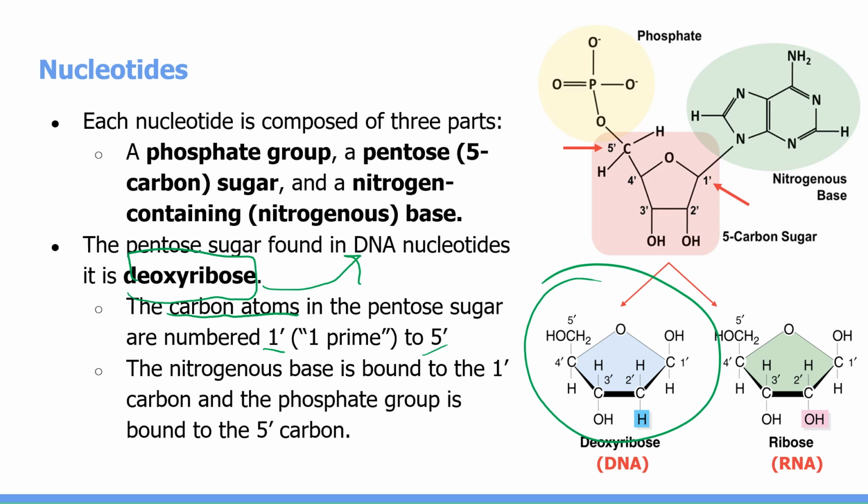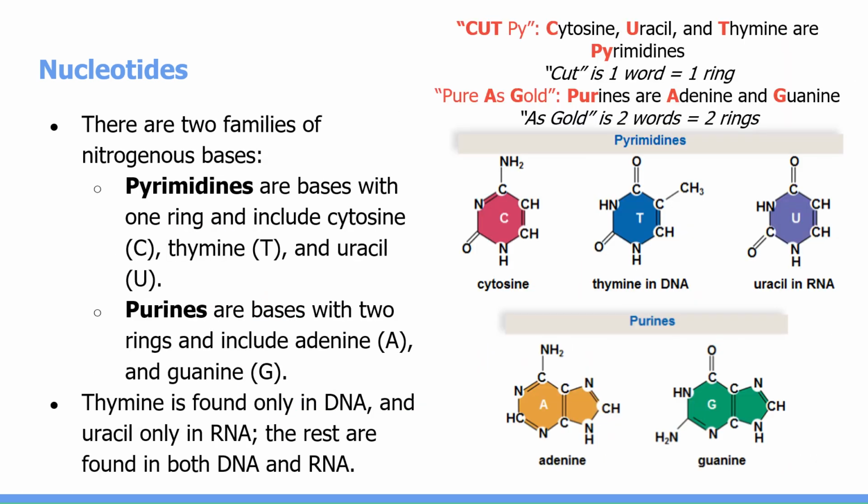So the nitrogenous base is bound to the 1' carbon, whereas the phosphate group is bound to the 5' carbon. Another interesting fact is the 3' carbon has an OH group attached to it. That will be important later on. So there are two families of nitrogenous bases that you guys need to remember.